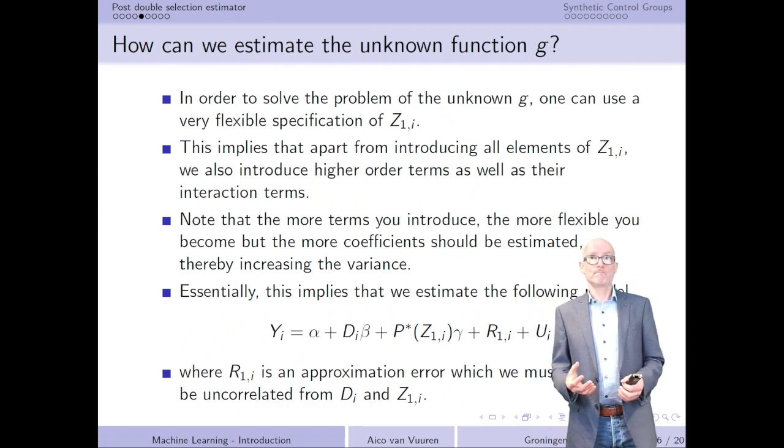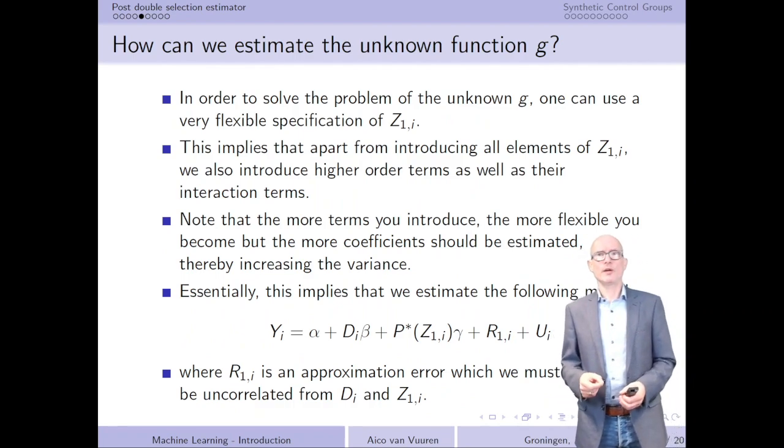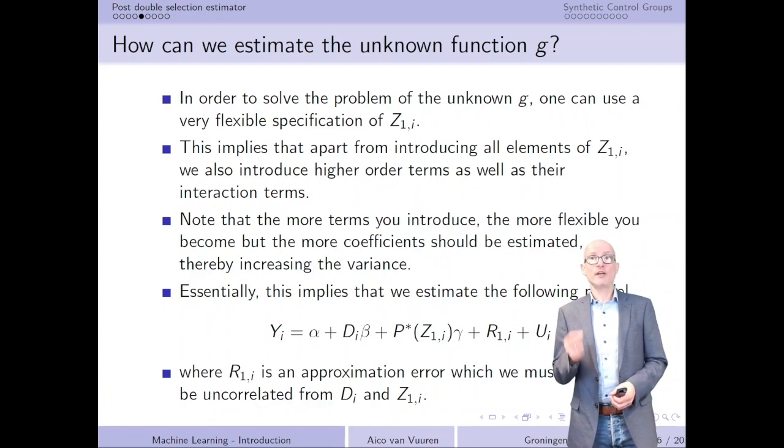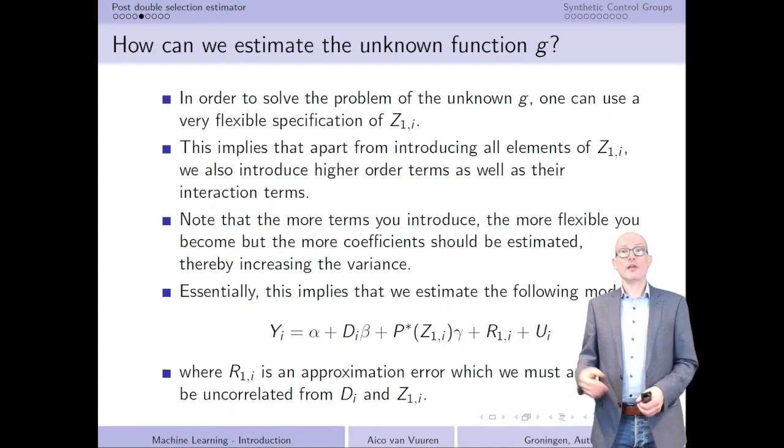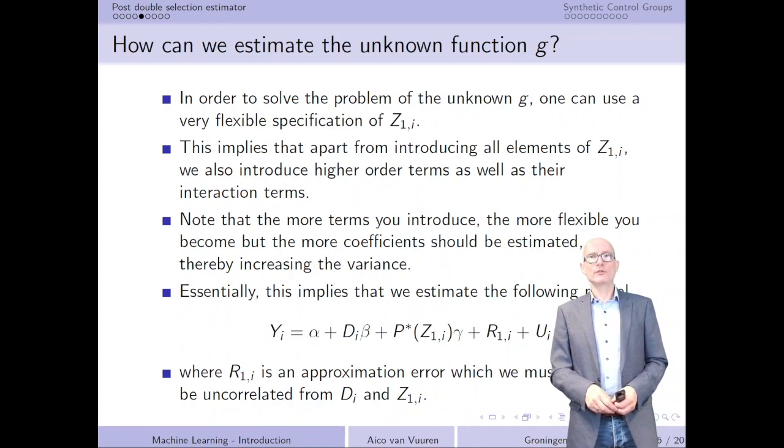Well, in order to solve this problem, we're essentially going to split it up. We are first of all going to ask ourselves what to do with respect to the fact that the function g is unknown, when z1i is known. And then after that we're going to ask ourselves what we are going to do at the moment that z1i is unknown as well. Well, in order to solve the problem of the unknown g, one can use a very flexible specification of z1i. What does that mean?